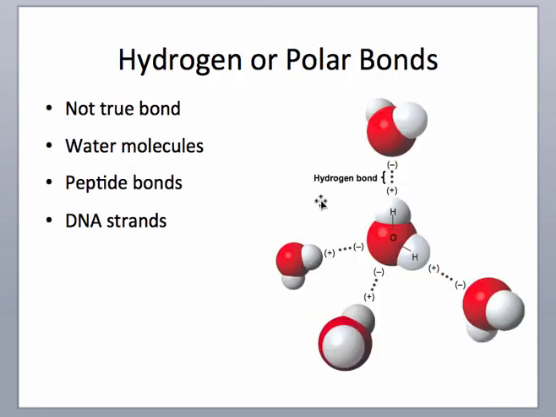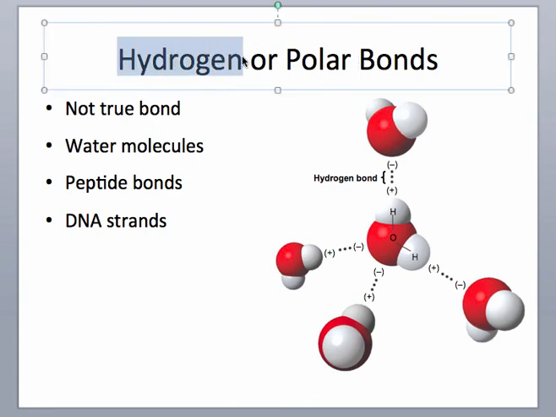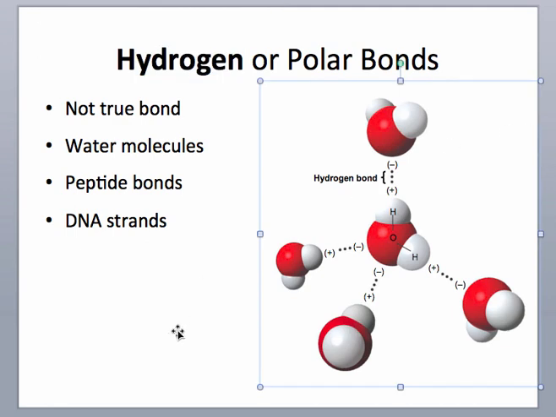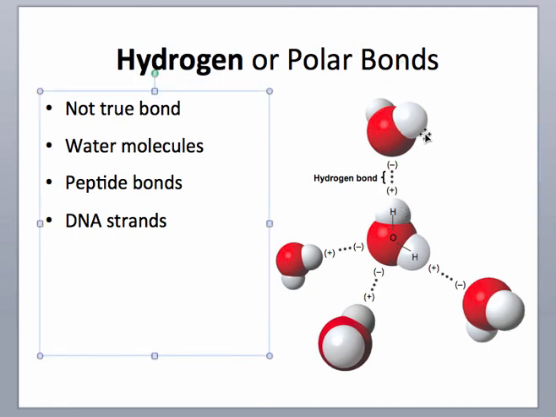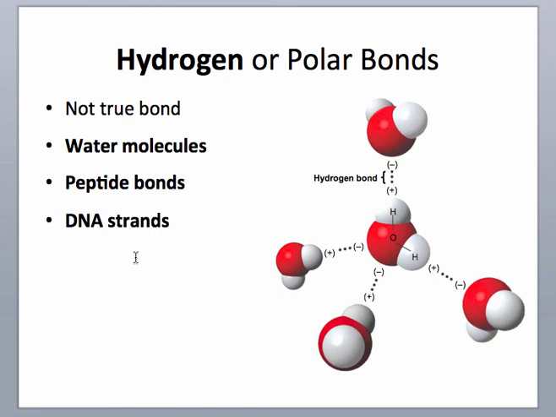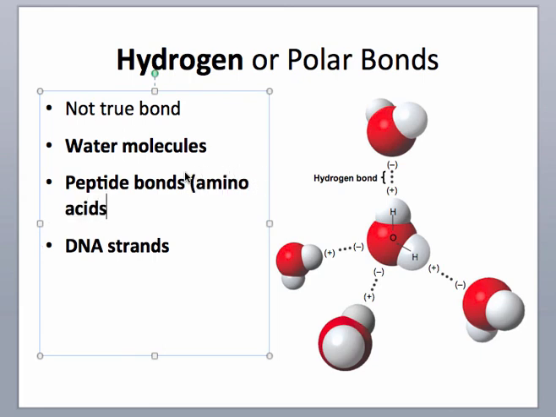And then finally, a type of polar bond is a hydrogen bond. And this is not really a true bond, but it's basically an interaction between the negatively charged part of one molecule, like water, and the positively charged area of hydrogen. So some examples of where we find hydrogen bonds that we'll keep talking about are here. So between water molecules, between 2 amino acids to form what's called a peptide bond, and then between the strands of DNA.